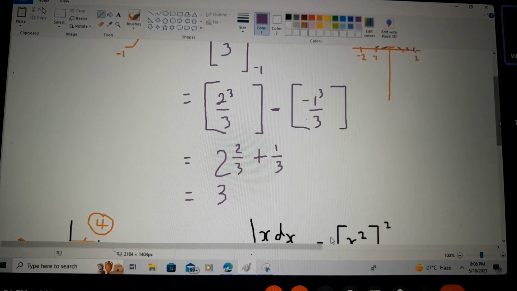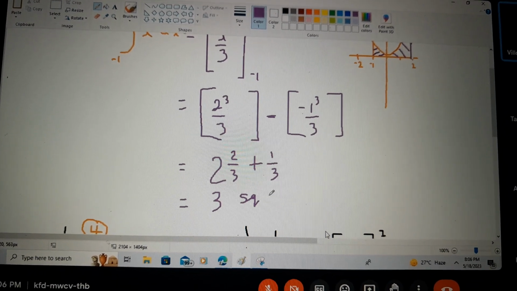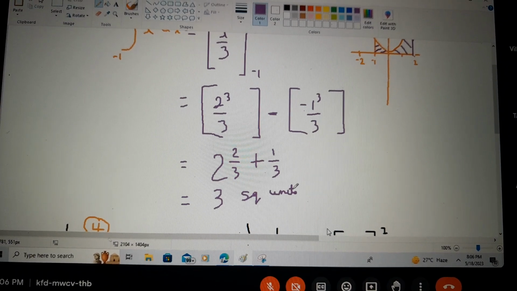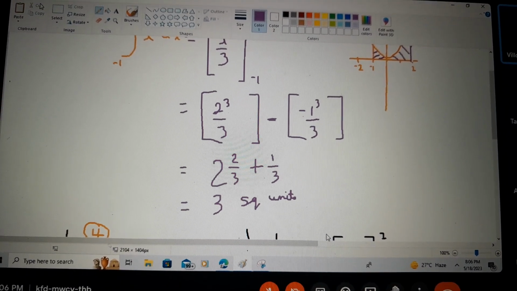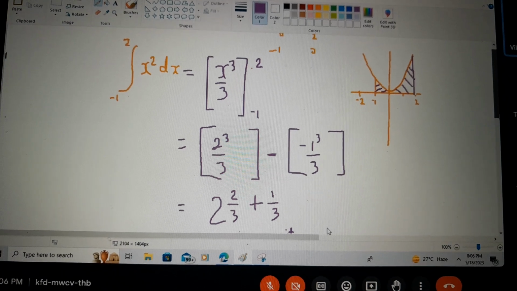Wonderful. This is even in the worksheet. Yeah, so it will come up to 3 square units.